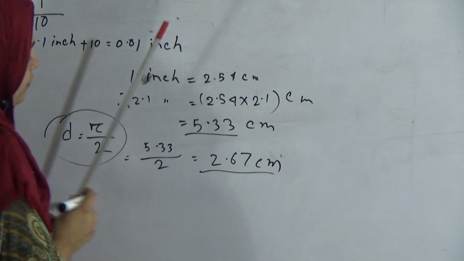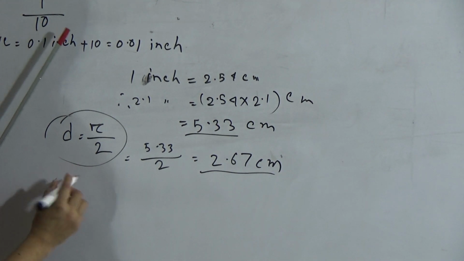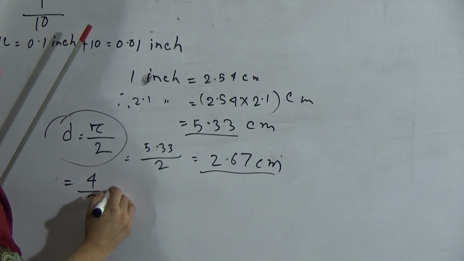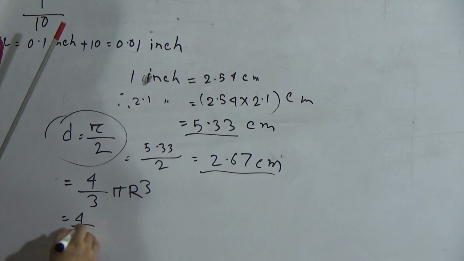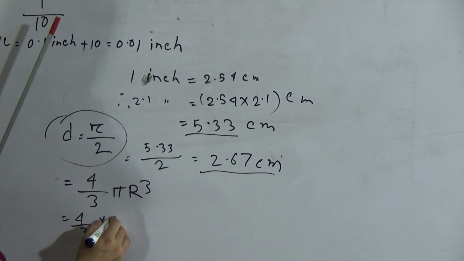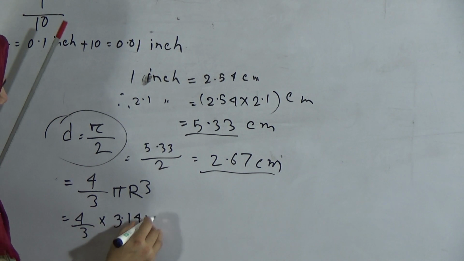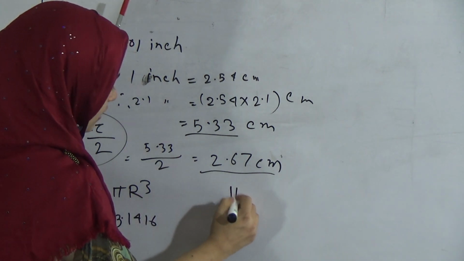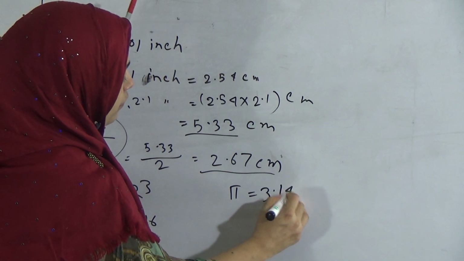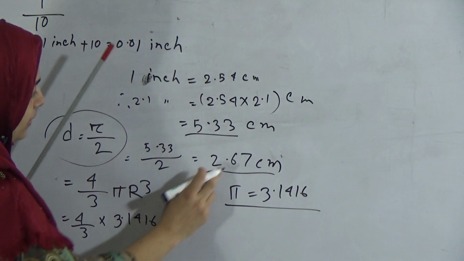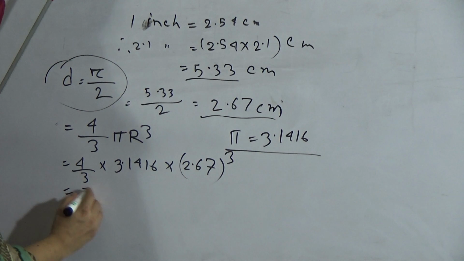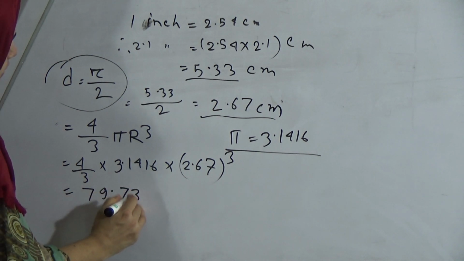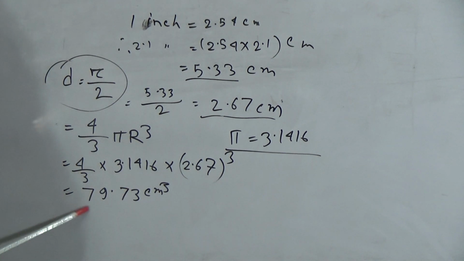Now we have to find out the volume of the marble, and we know the formula is 4 by 3 pi r cube. My dear students, now we will do this calculation. Pi means 3.14. You have to memorize this one: the value of pi equals 3.1416, into r, which is 2.67, whole cube. By doing this calculation we can find 79.73 centimeter cube. This is the volume of the marble.